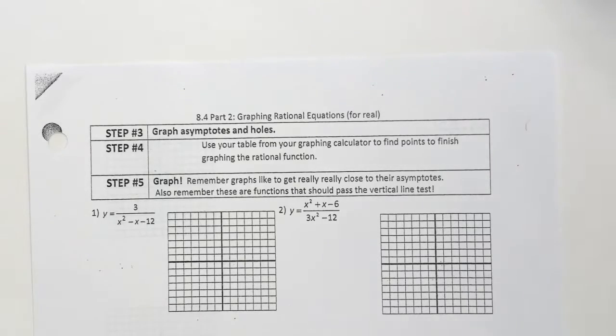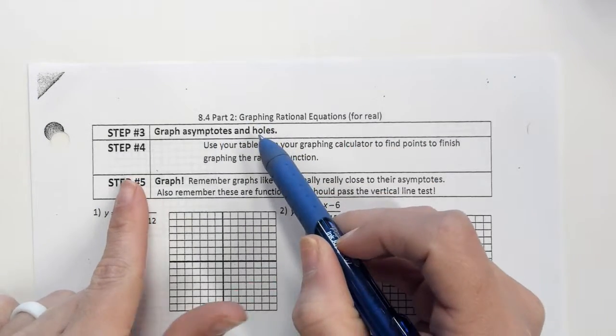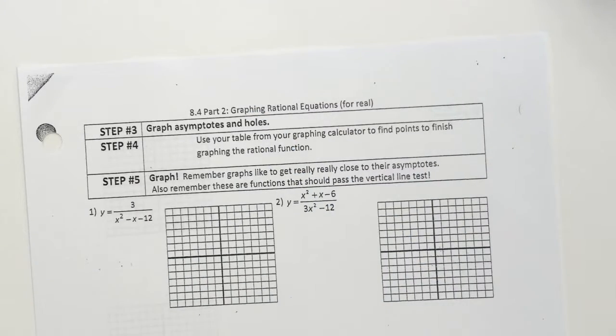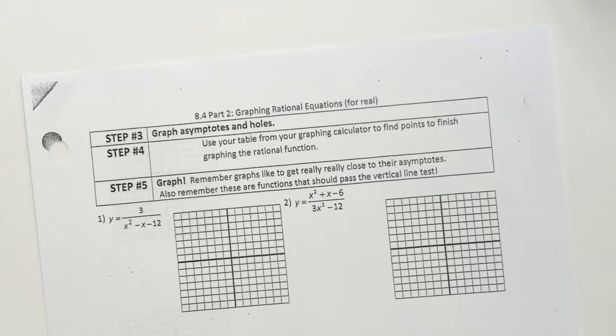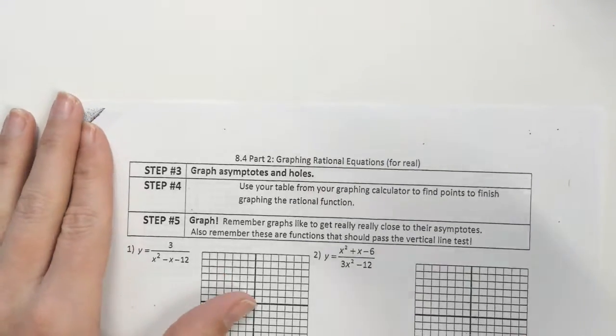Alright, first step with graphing rational functions is to graph the asymptotes and the holes. Well, we have to find them first. So what we're going to do is just what we did yesterday. Find the asymptotes and the holes first before we graph. Okay? And write this up top so we can remember.